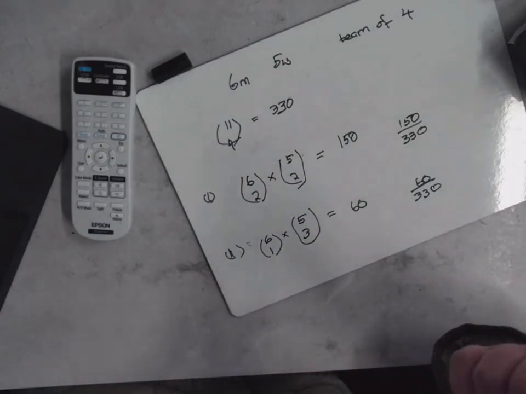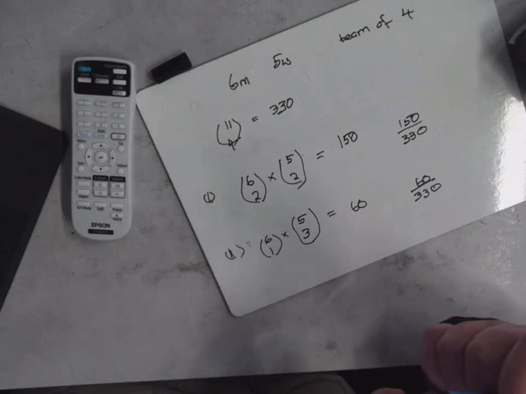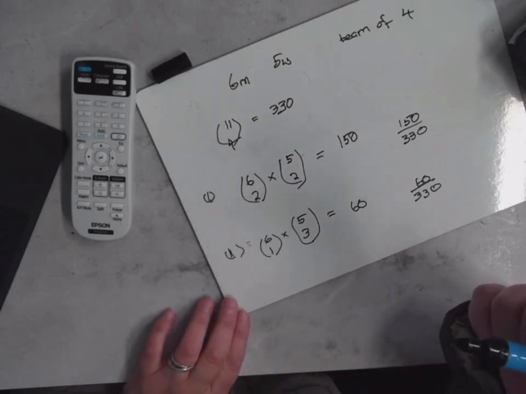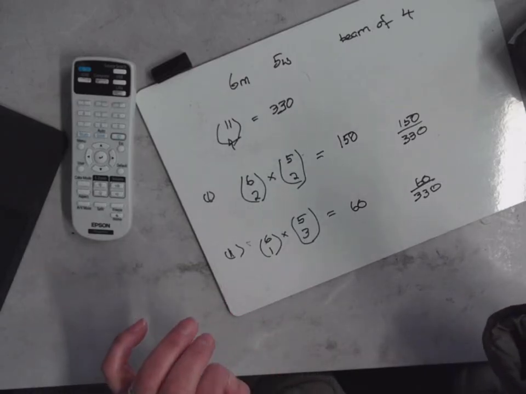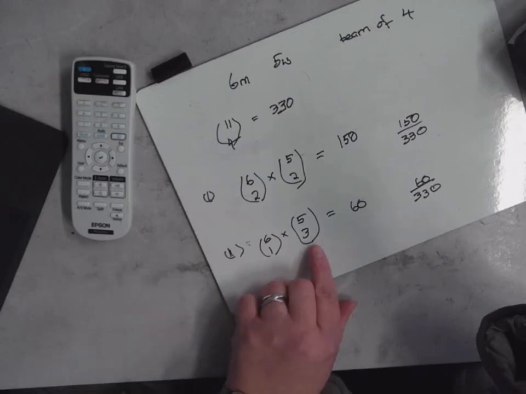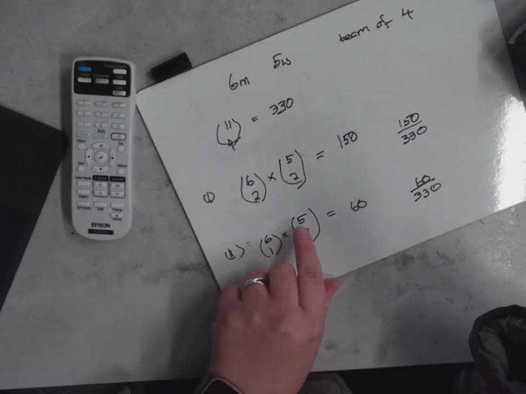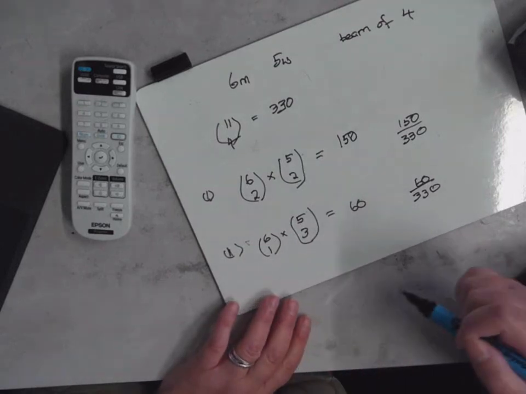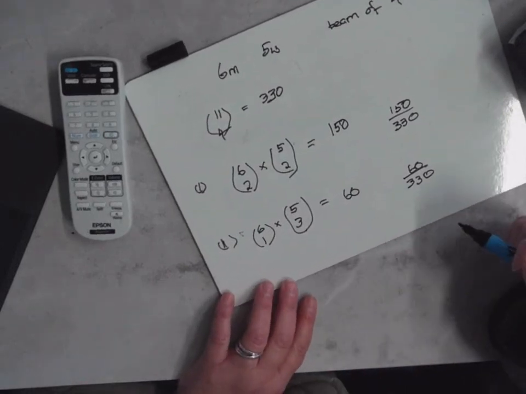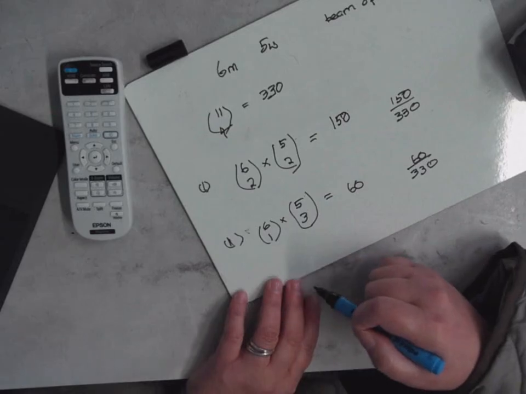I get the factors, I pick a random number and I start getting the factors of it. 60, am I right? 5 by 4 by 3. You're divided by 6 here, so that cancels that 6, so it's just 5 by 4 by 3. Right, 60 over 330, you can cancel it down if you want.